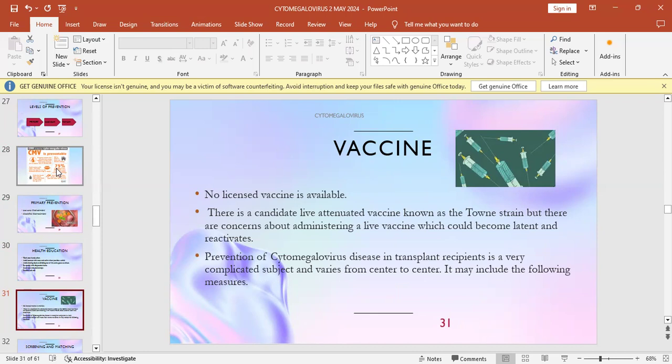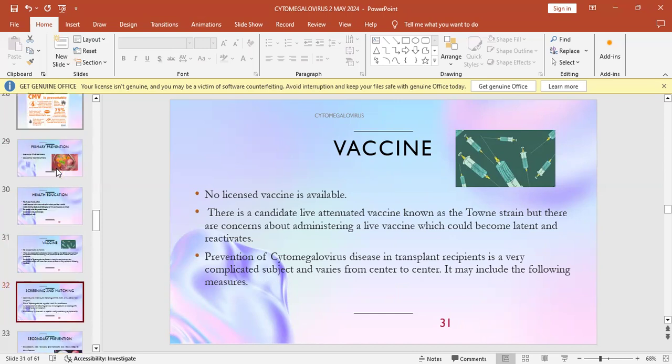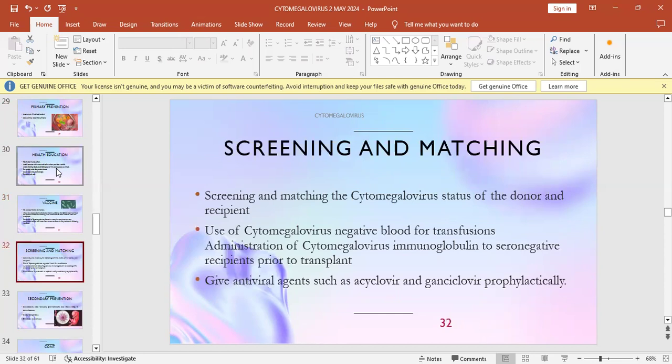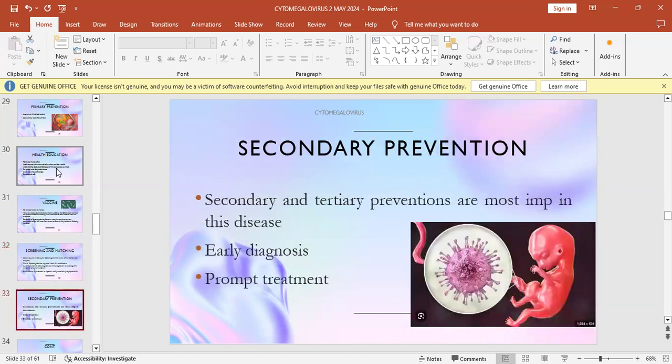Prevention of cytomegalovirus disease in transplant recipients is a very complicated subject and varies from center to center. It may include the following measures: screening and matching the cytomegalovirus status of the donor and the recipient, use of cytomegalovirus negative blood for transfusion, administration of cytomegalovirus immunoglobulin to seronegative recipients prior to transplant, and giving antiviral agents prophylactically such as acyclovir and ganciclovir.